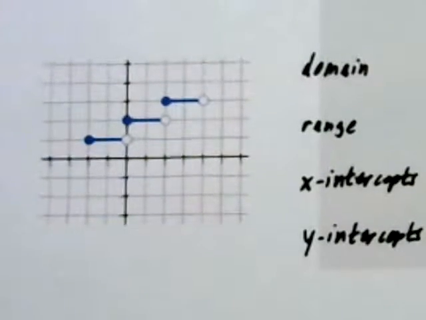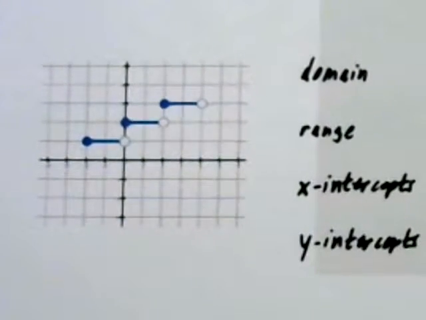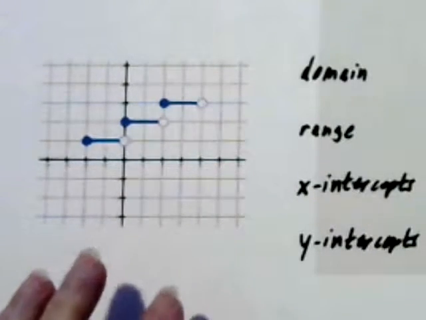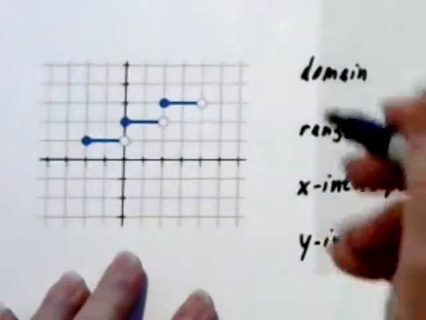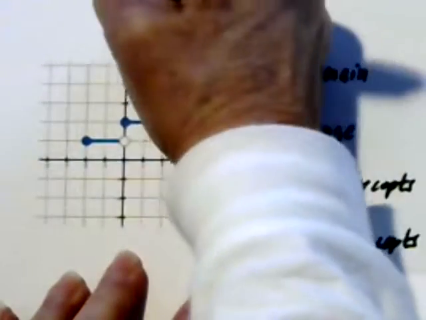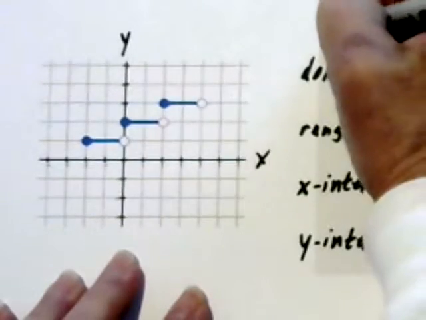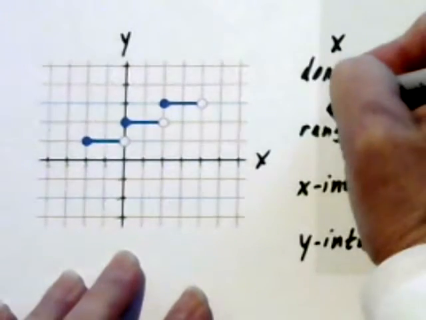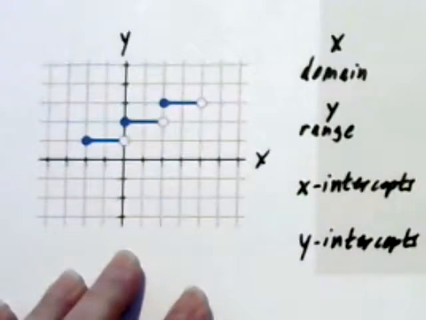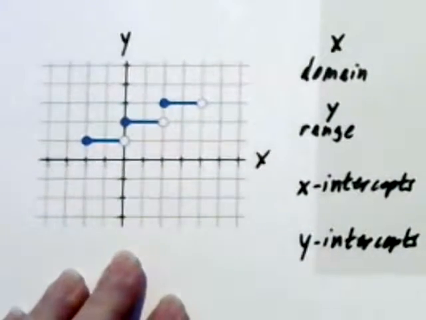Continuing on with our discussion of domain and range, let's take a look at this function here. As I mentioned before, this is what we know as a step function, and let's label our x and y axes. Domain has to do with our x activity, and range has to do with our y activity.